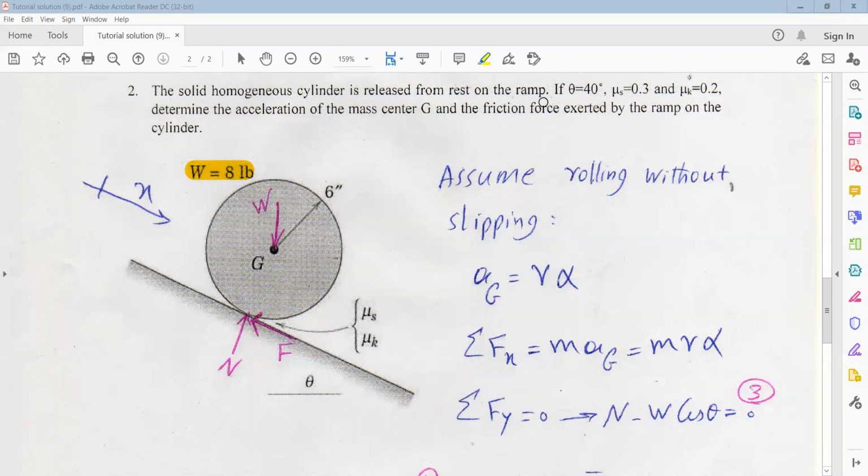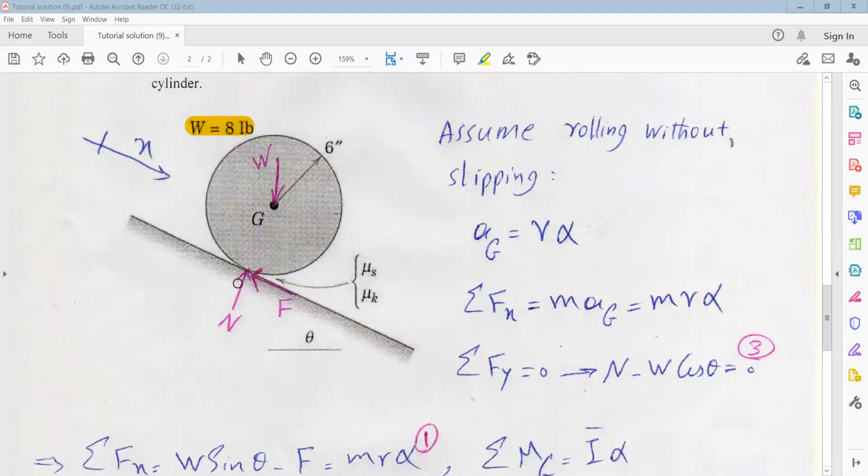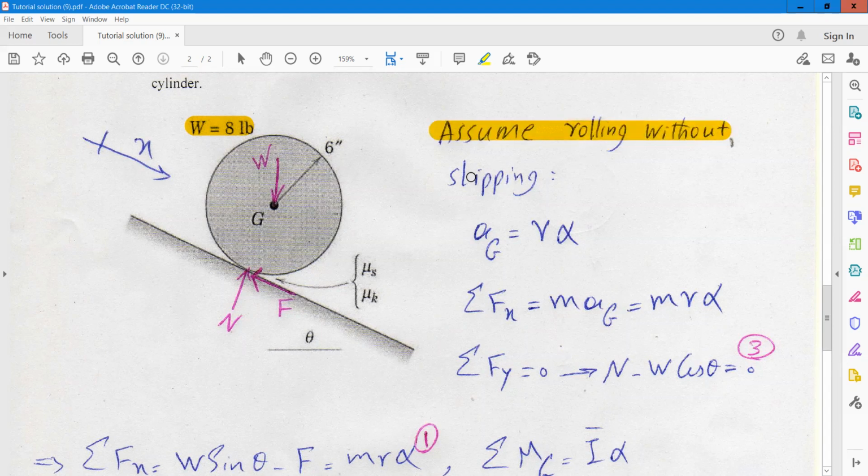Okay. So we have again two options. The first option is rotation with slipping. The second option is without slipping. We start with without slipping, because when you assume that your motion is without slipping, at the end of your calculations, you can check your calculations.